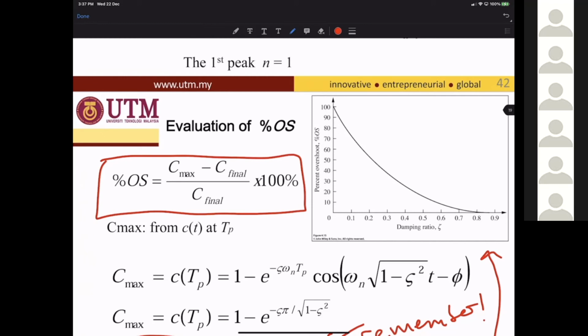Yeah, Doctor. If the overshoot is equal to 40%, what is the estimated zeta from the graph? Overshoot is 40%. 0.3.